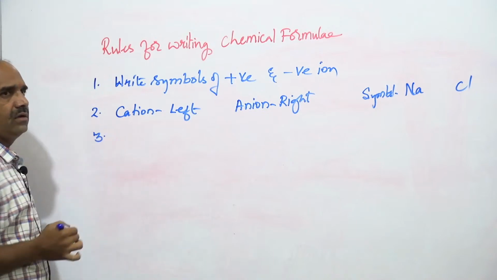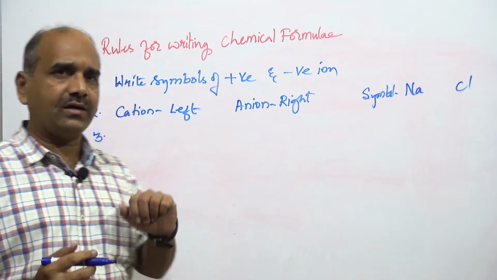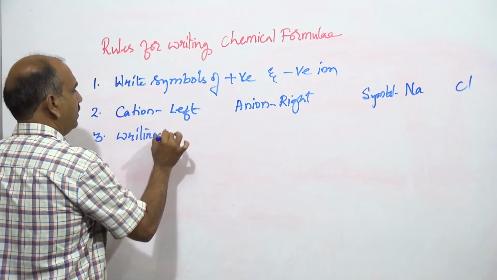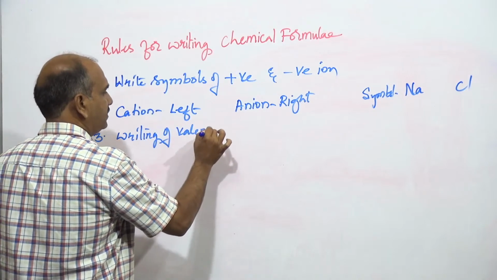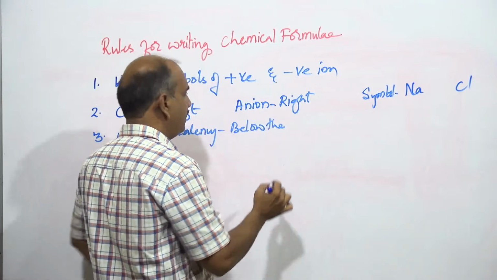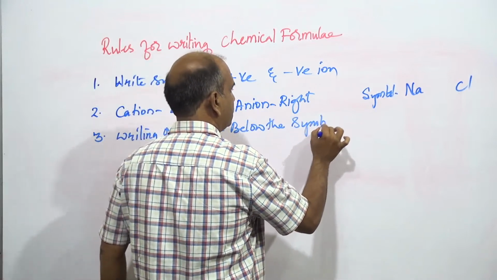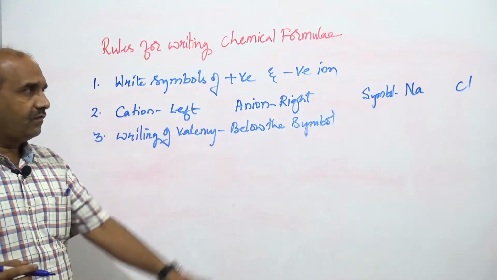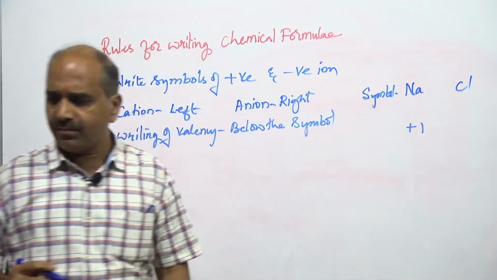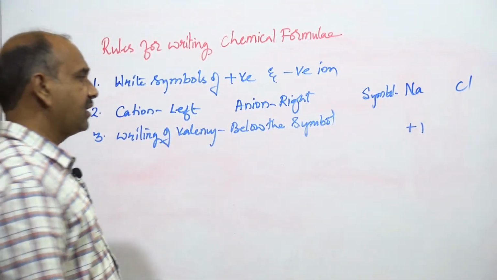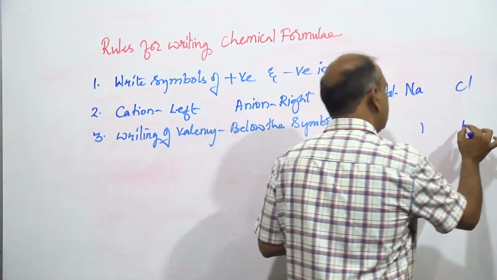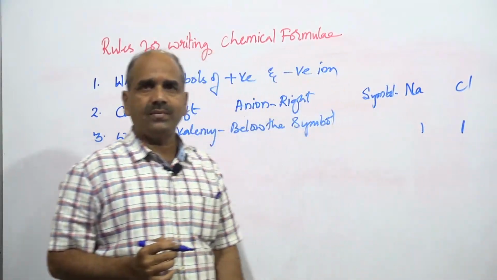Once this is over, then below that we have to write the valencies. Writing of valency below the symbol is the next step. Now for this example, sodium it is +1, or just 1 we can write, and chlorine is also 1. Since valency for both of them is 1 and 1.